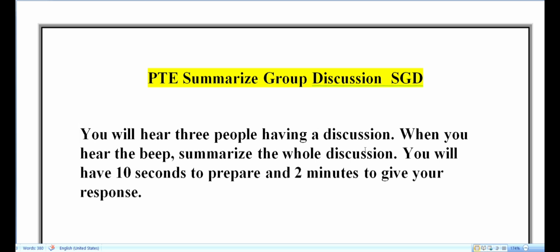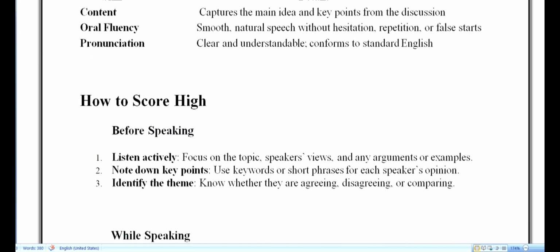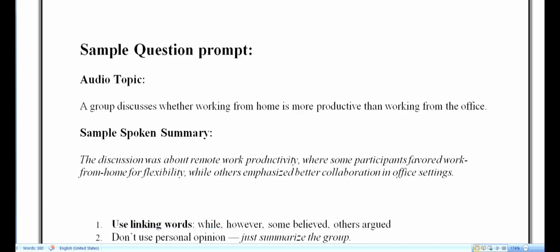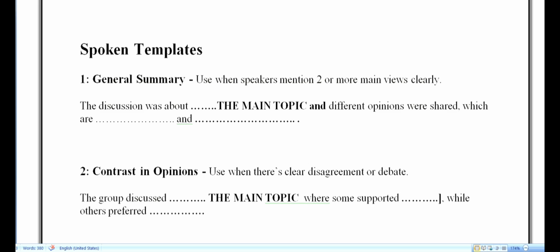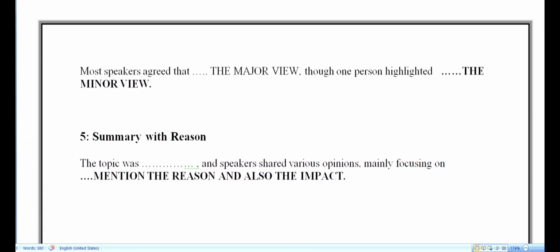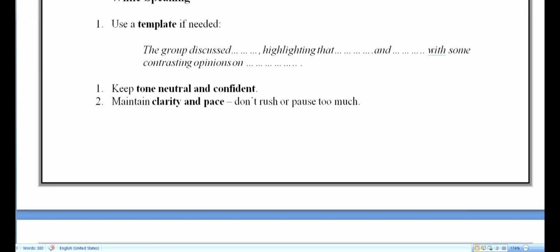What are we going through in this session today? We will understand what summarize a group discussion, SGD, is all about, what are the ways to score it and how we have to prepare, and what is the common word bank which we can use over and over again in 5 different situations. All you have to do is copy this and start working on your sample answers. So here we go.